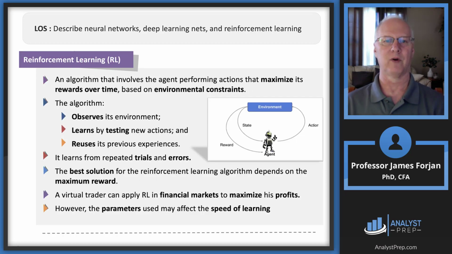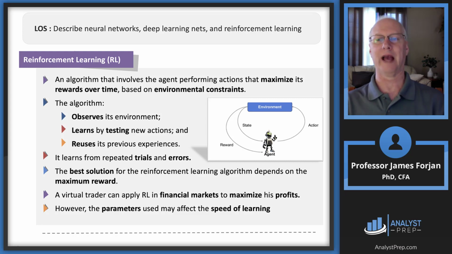Now, reinforcement learning. This is an algorithm that involves an agent performing actions that maximize its rewards over time. All right, so what do we do? We observe the environment, we learn by testing new actions, and then we reuse those previous experiences. Okay, so this is trial and error.